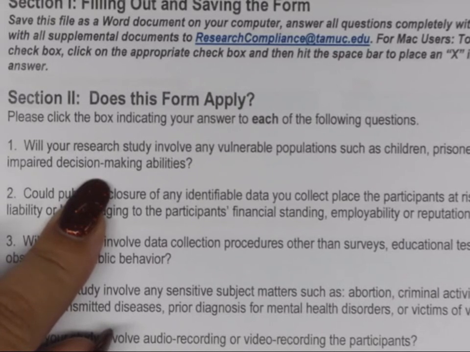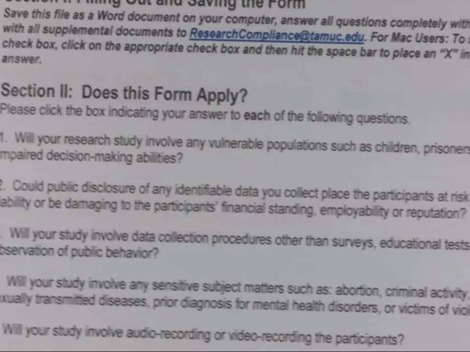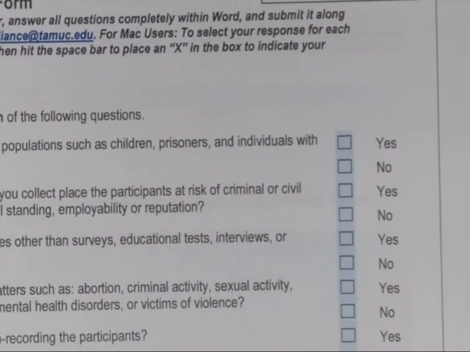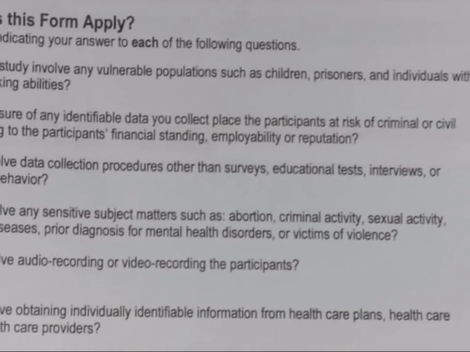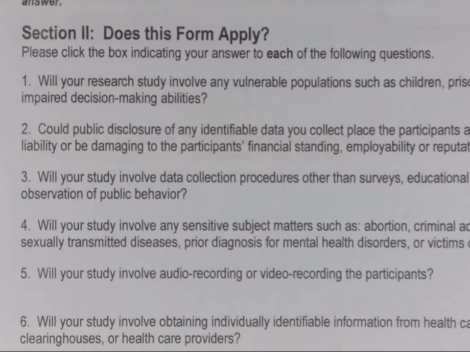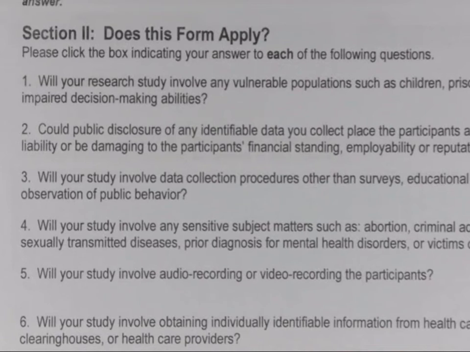Anything that would impair their ability to understand what's going on, they're a vulnerable population. In other words, that means they're probably not allowed to give consent for themselves. Okay, so you've got to watch out for that. So we would say yes because we're dealing with children. Now, just because we're dealing with minors, it automatically knocks us out of this exempt. But let's see what else might knock us out of being exempt.